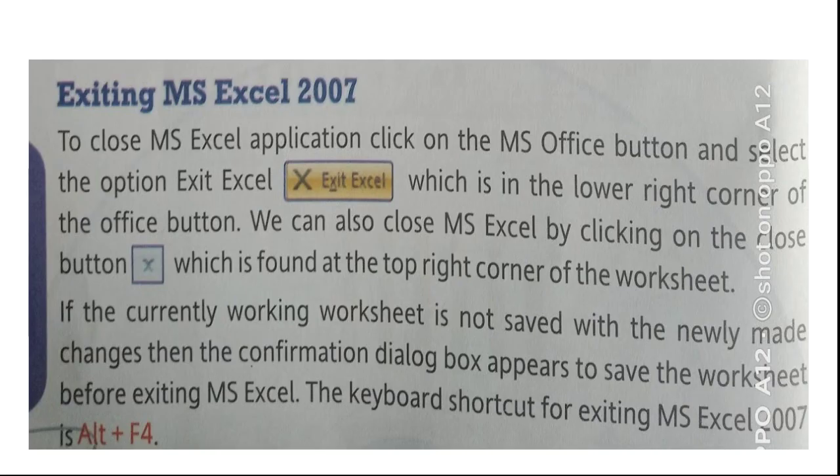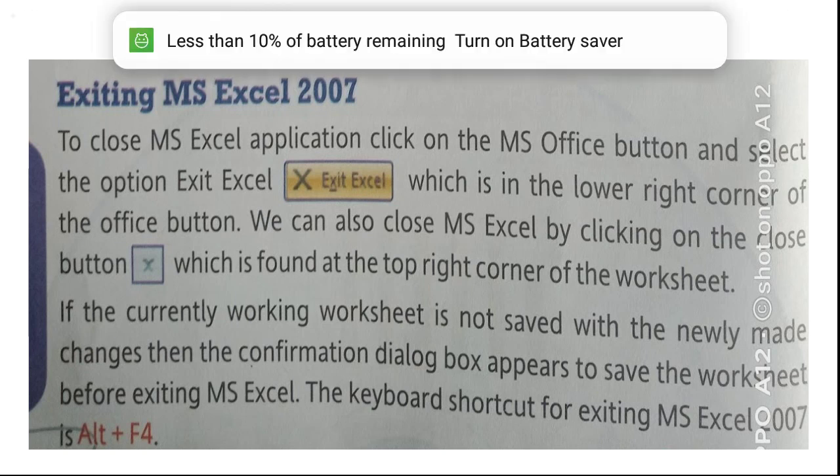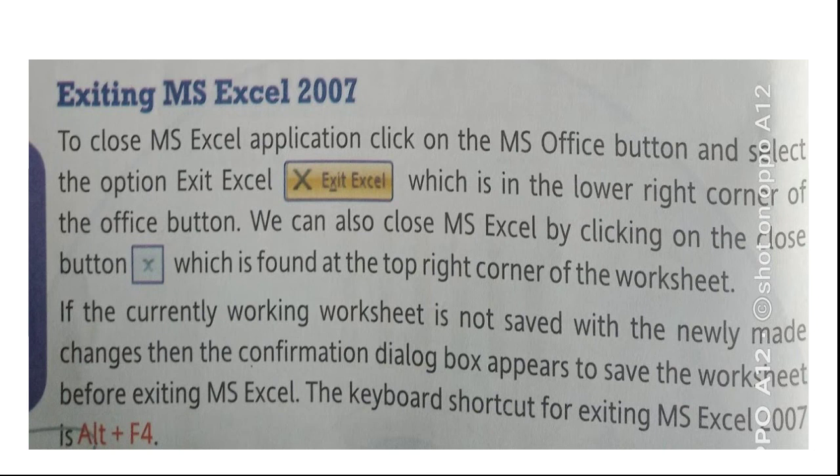Okay, the last one, we have come to the end of the session: exiting MS Excel 2007. We have done sorting, arranging, then we did charts. After creating charts, we saw resizing the charts, that is increasing the length and breadth and all together. So we saw everything. Now finally we are going to see how to exit from MS Excel.